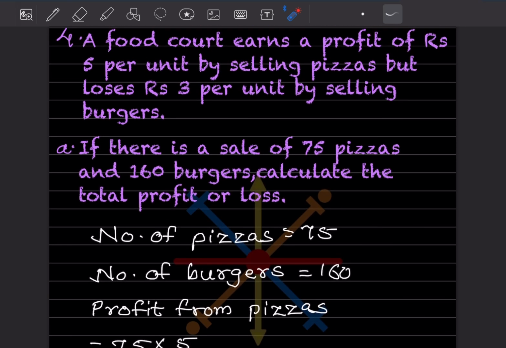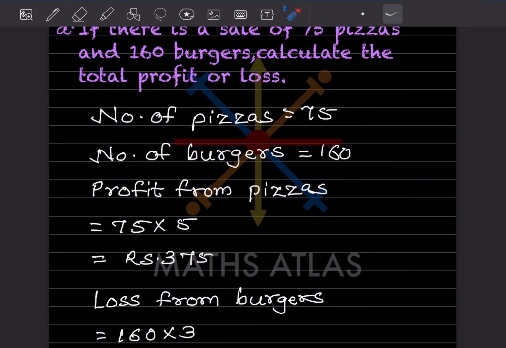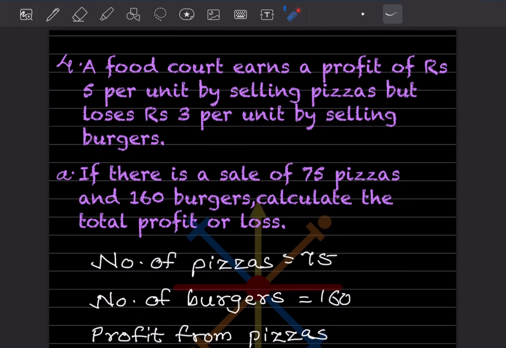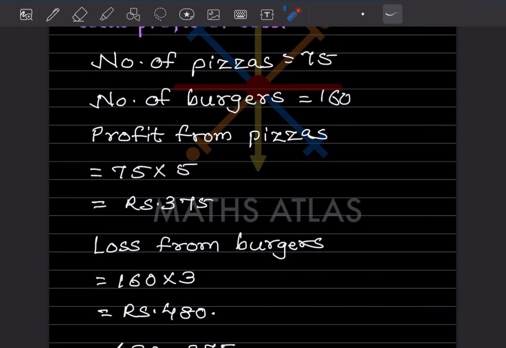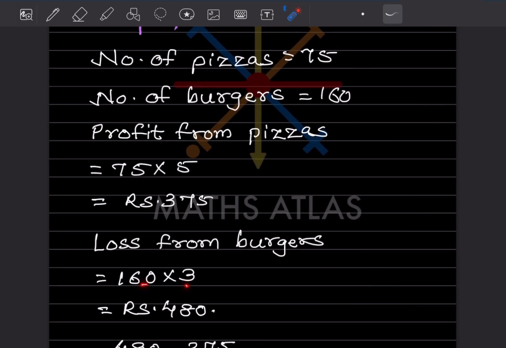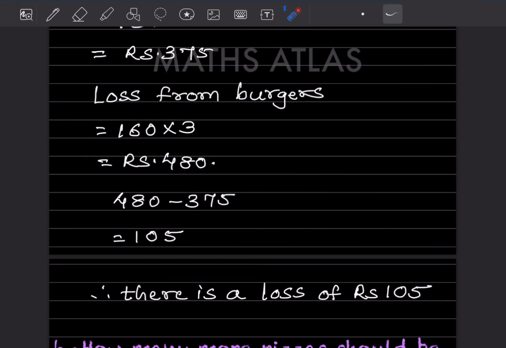Then there is a loss from the burgers. The number of burgers is 160, and how much is the loss? It loses ₹3 per unit by selling burgers. So that will be 160 into 3, that will be 480. So now we can see the profit is 375 and the loss is 480. So what will be the difference between them? That is going to be 105. So we can say there is a loss of ₹105.